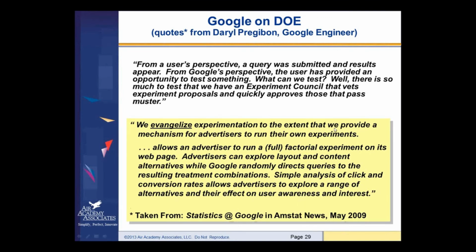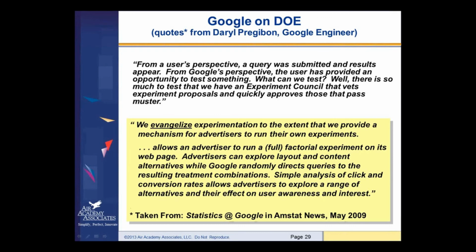Now, they've got data coming out of their ears, so they typically do full factorial designs because they have lots of data. But when they do DOEs, and they do lots of them, they have so many people wanting to test that when we submit a query, they automatically think of an opportunity to test something. And so from Daryl Pregibon from Google, he says, we evangelize experimentation or testing to the extent that we provide a mechanism for their advertisers to run their own experiments.